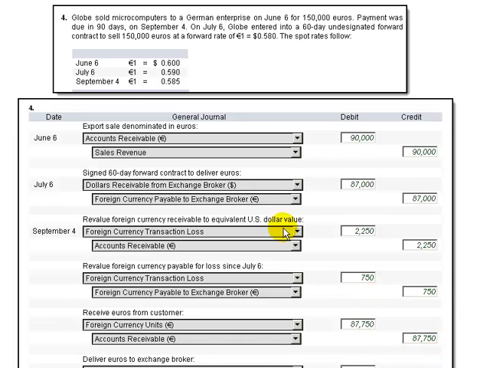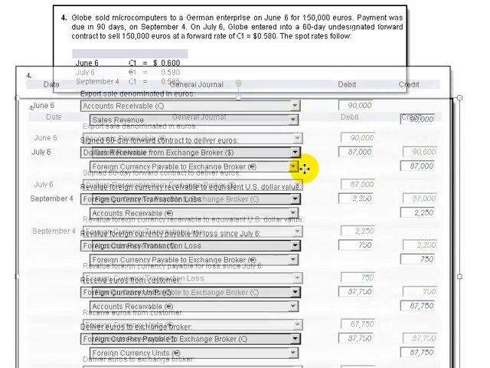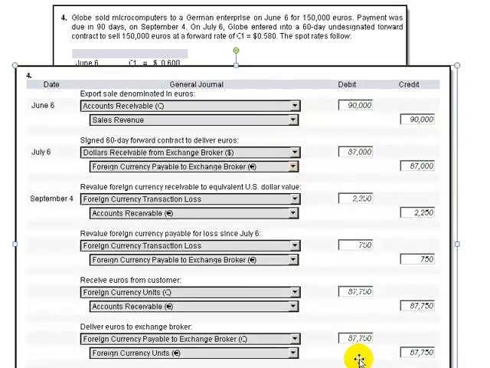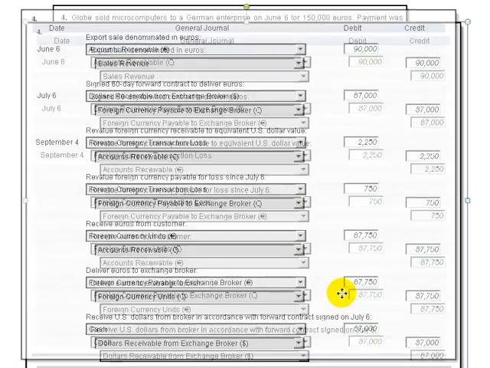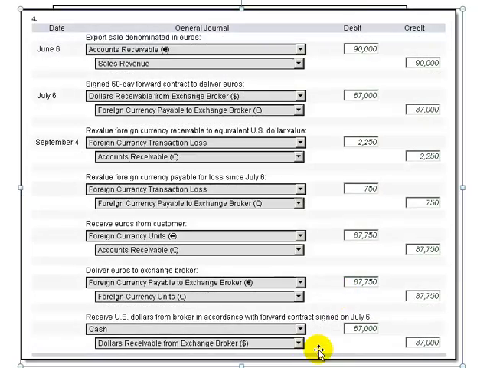Now I'm going a little bit too fast here. Let me slide this down. There's the exchange broker entry at the bottom. And then finally, we receive dollars from the broker in accordance with the exchange contract. Okay? So again, we're working through all these foreign currency transactions. If you need support for any of those numbers, you can see them here.